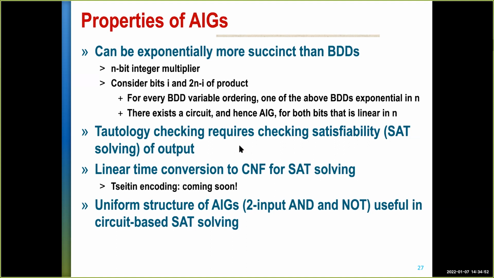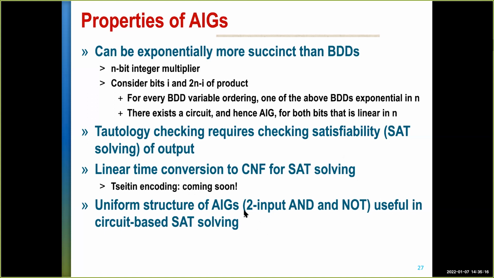But all of the satisfiability solvers will really take in a CNF formula, a conjunctive normal form formula. All standard satisfiability checkers will do that. But our AIG is not CNF. So how do we convert from AIG to CNF? We'll see that there's also a very, very efficient way to do this, called Tseitin encoding.